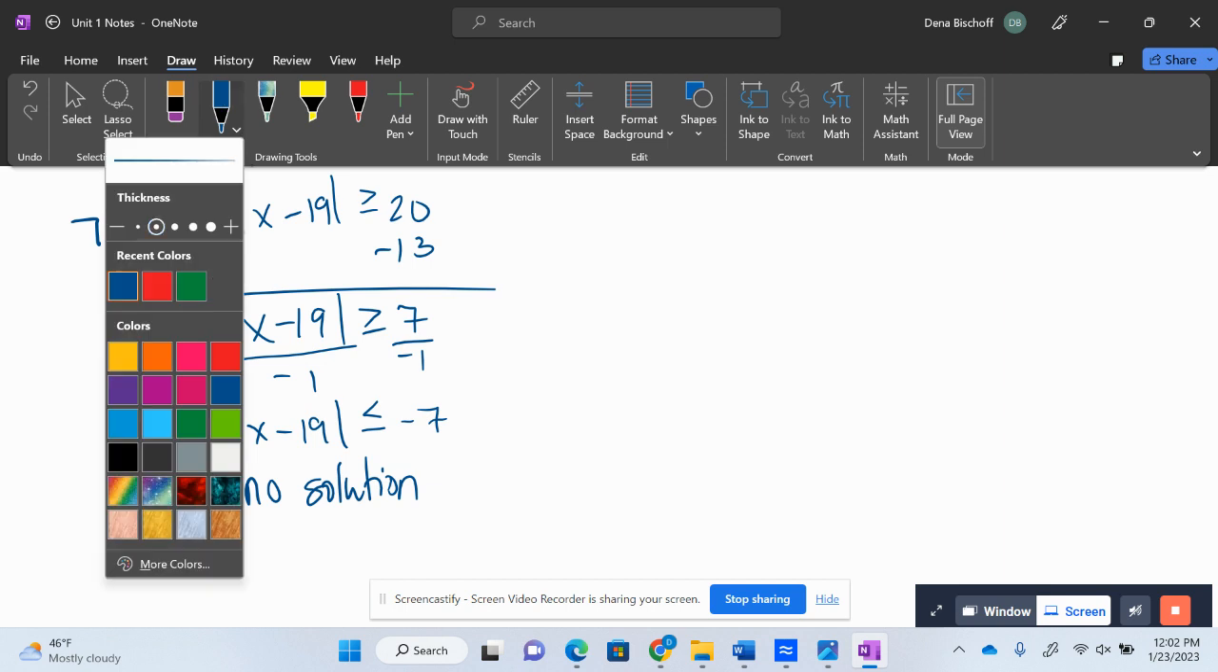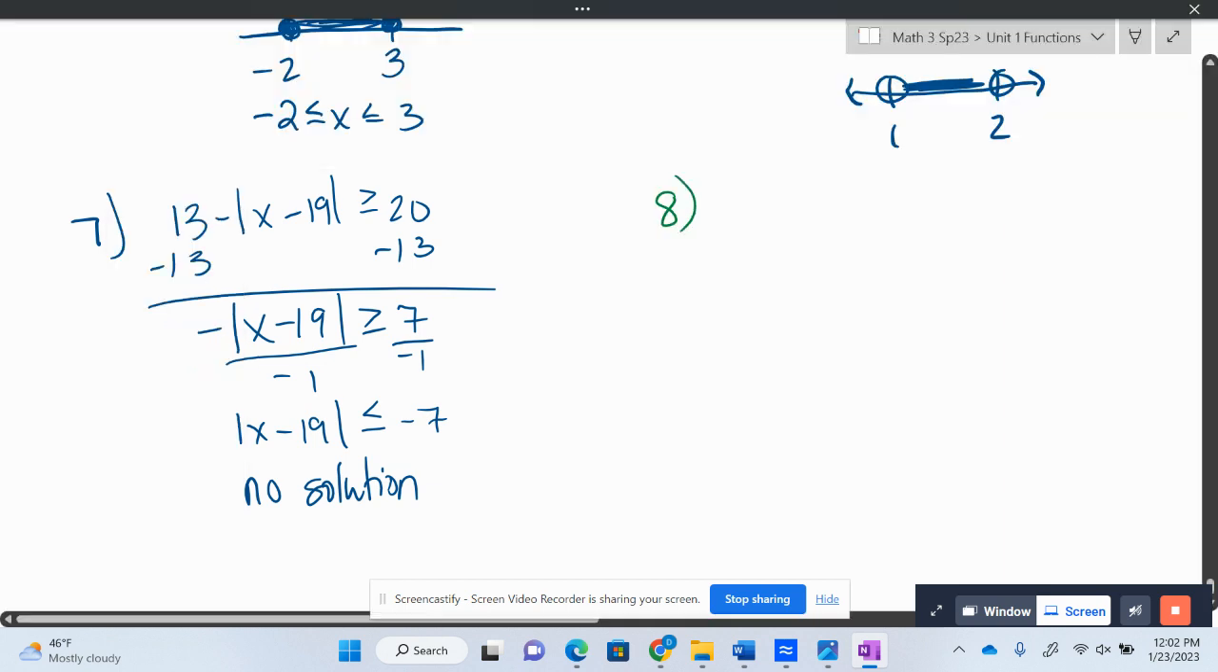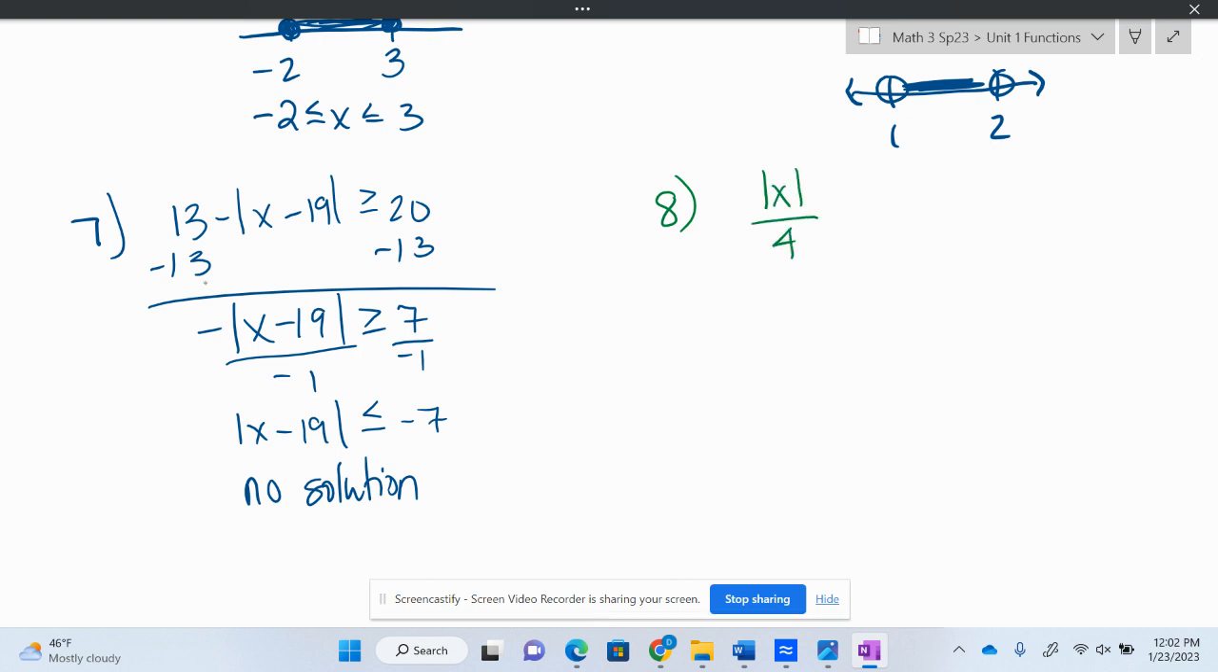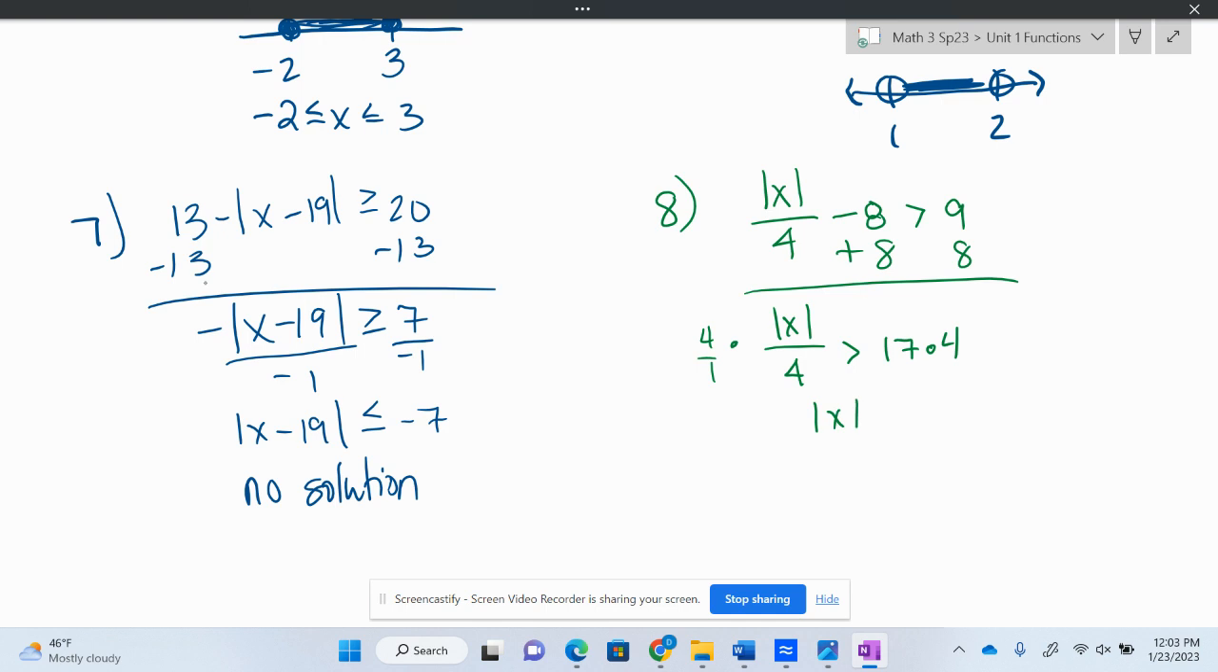Let's look at number 8. I have the absolute value of x over 4 minus 8 is greater than 9. I'm going to add 8 to both sides first, because I can't rewrite the inequality until I get that absolute value isolated. So the absolute value of x all over 4 is greater than 17. Multiply both sides by 4. So the absolute value of x is greater than 68.